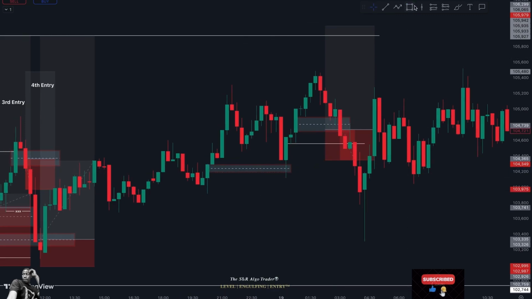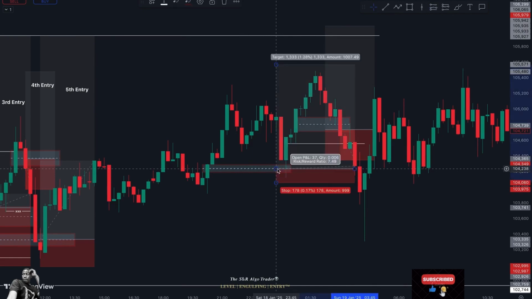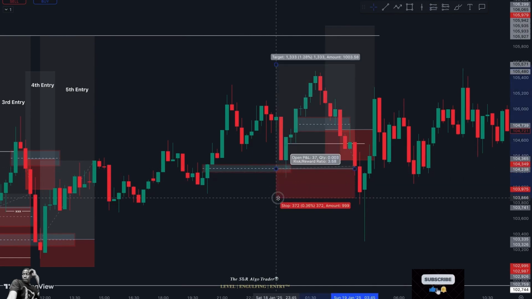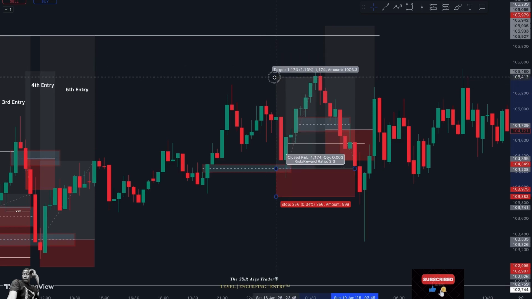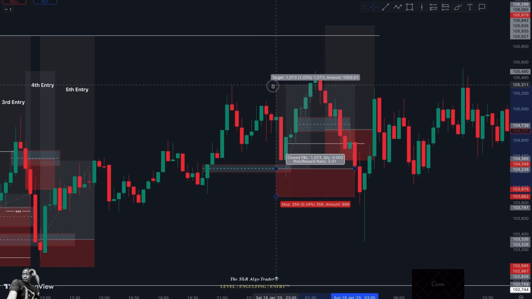So that was the level I took my, sorry, I forgot to label this as my fifth entry. So fifth entry, this area, fair value gap. This is a 15-minute chart, so you know the pips we're talking about here. So I took that trade. My SL below the level that created the fair value gap. Then my TP was here, this high, this week.